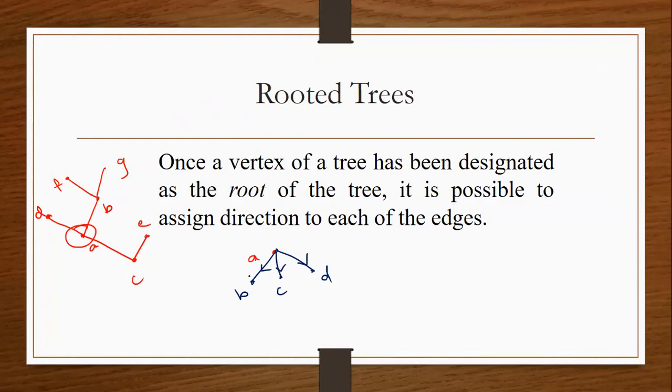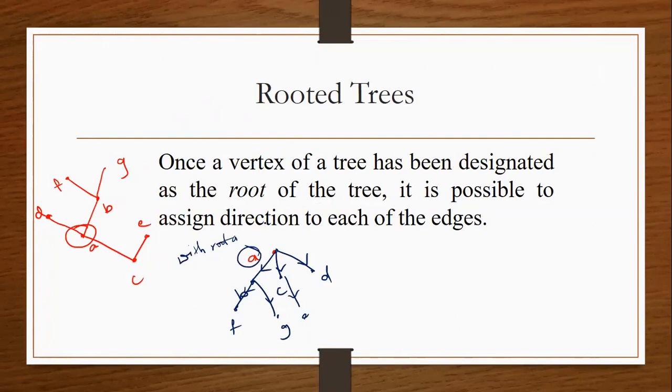Now from B, how many other vertices are connected to B? We have F and G connected. So again we can give them the downward direction. To C we have E connected and D is not connected to anything else. So if we are choosing the root as A, once we have selected a root, we can assign direction to each of the edges.